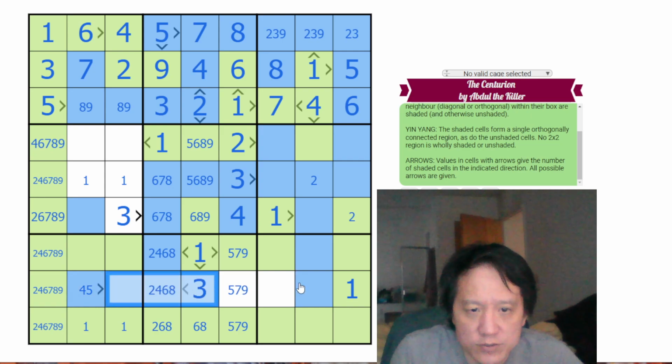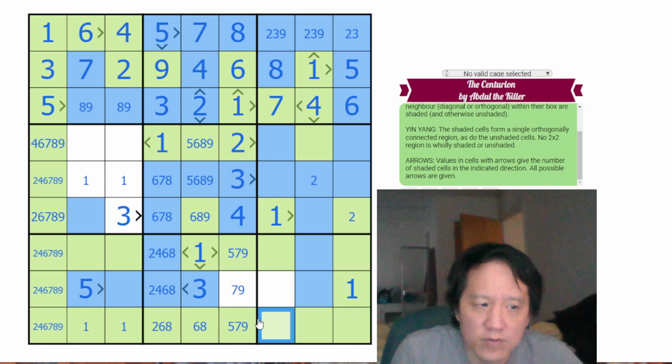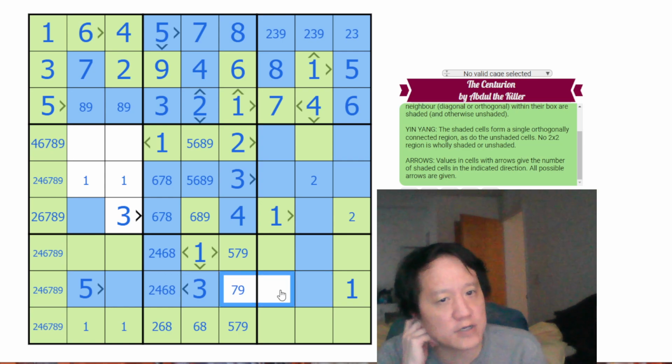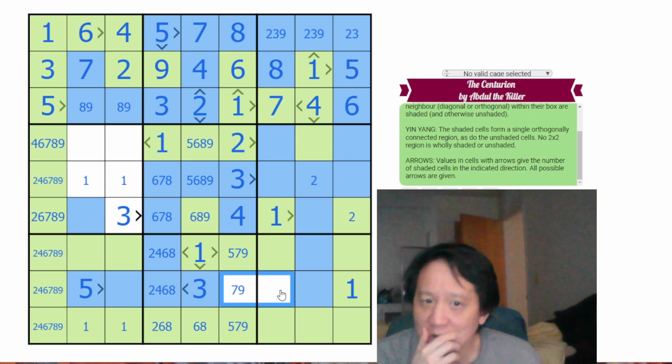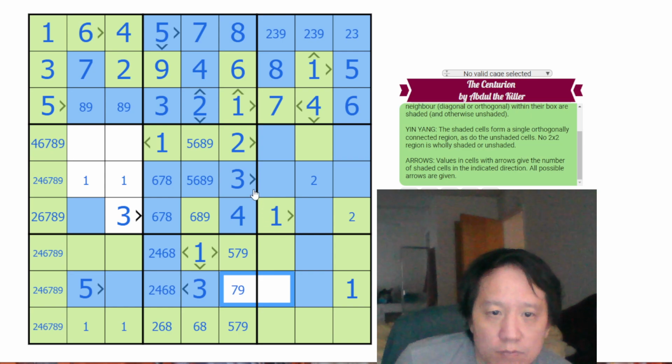Right? We know we have 1, 2, 3, 4 shaded. Both of them cannot be unshaded, so one of them has to be shaded. Therefore, we know this is a 5. This can't be 5. So one of these is shaded, one of them is unshaded. We don't know which. No, we do know. This is 2.